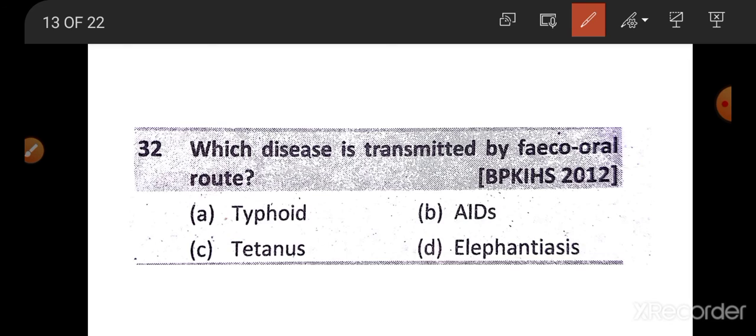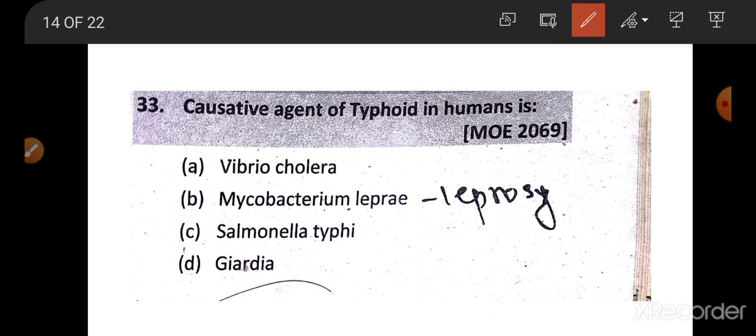32. Which disease is transmitted by fecal-oral route? Typhoid is transmitted by fecal-oral route. AIDS, there are three methods of transmission: sexual intercourse, blood contact, and vertical contact. Tetanus. Elephantiasis is transmitted by Culex mosquito. 33. Causative agent of typhoid in human is Salmonella typhi and paratyphi.